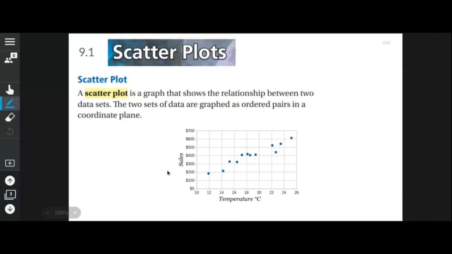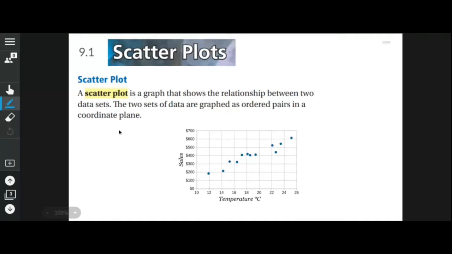So let's just say that you have a company, and throughout the course of 2 weeks, they decide that they're going to take the temperature outside and figure out how much money they make in sales depending on that temperature. One day it's a little under 12 degrees and they make about $200. And one day it's a little over 14 degrees and they make over $200. And they say, that's interesting, the warmer it gets, the more sales we make. I wonder if there's a way that we could take that information and use it somehow.